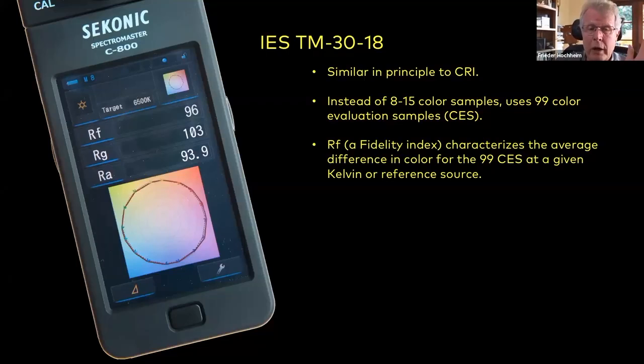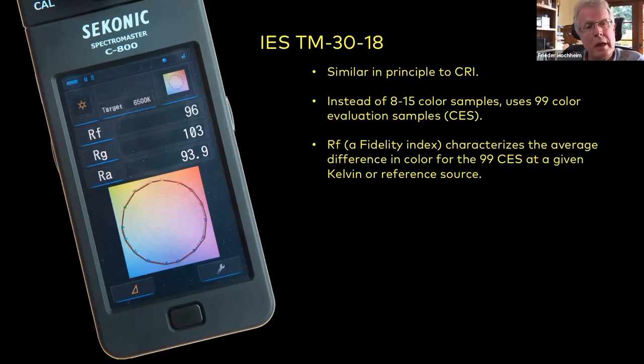So there are quite a few indexes that you can reference within TM30. The one that is most relevant to us, or there are two actually, one is the fidelity index, and it's referred to as RF. Now that characterizes the average difference in color for those 99 chips, and a given Kelvin or a reference source. That means, so whatever your reference source is, and in this case, I think you can select it as either being tungsten or daylight. I believe it's predicated on daylight. You can see how close it is.